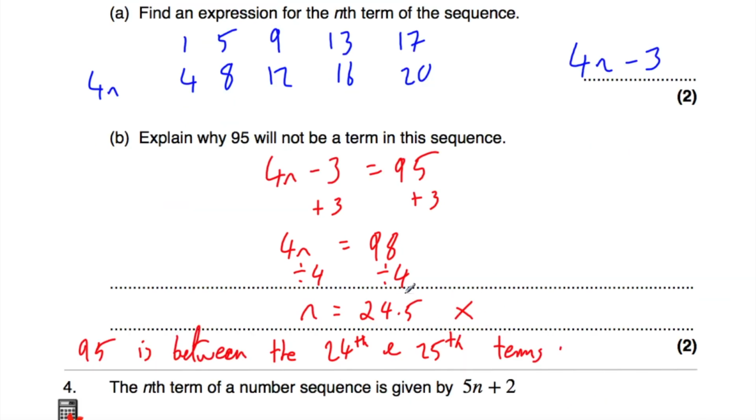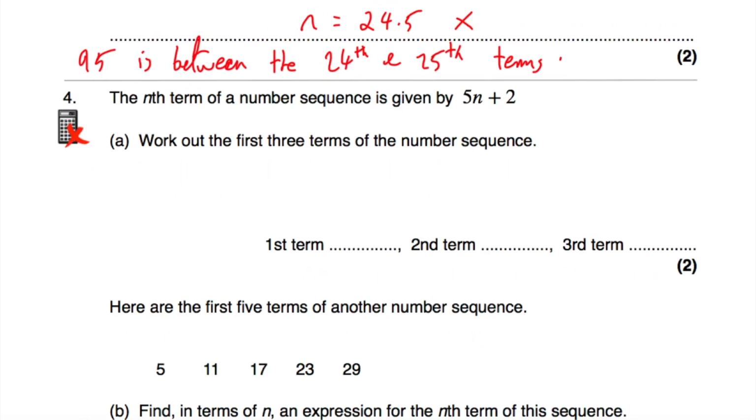I've just put a cross out to say that it's not in the sequence. And I've written that 95 is in between the 24th term and 25th terms of the sequence. Okay, let's have a look at our next question, question number 4.